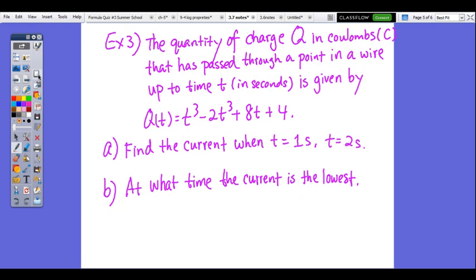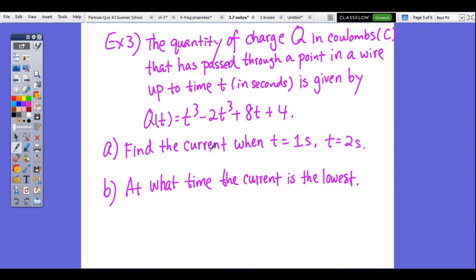So now let's see what else we have. Here's another typical problem for engineering. It's for electrical engineering, for those people who want to major in double E's. Here's what we got. The quantity of a charge Q in coulombs, unit C, has passed through a point in a wire up to the time t in seconds. And it's given by the function Q of t equals t to the power of 3 minus 2t to the power of 3 plus 8t plus 4.